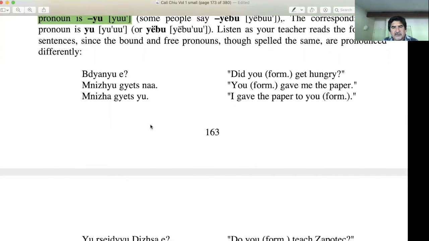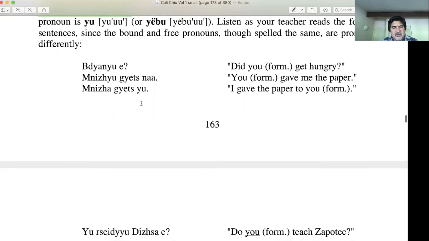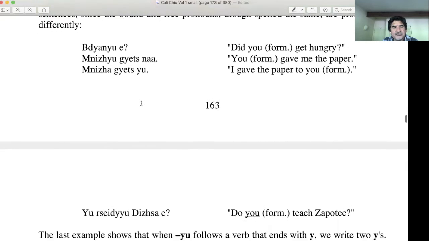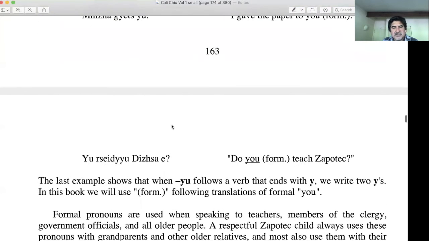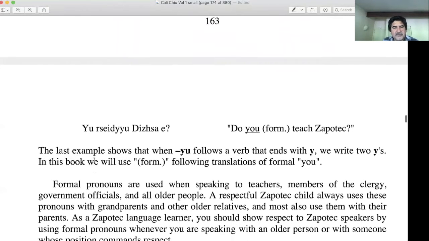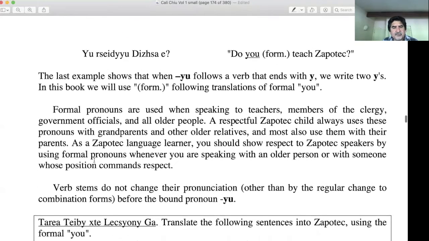Okay, so if I said I gave the paper to you, I would say ni yets you. So this is the bound pronoun. Once again, ni yets you. Next sentence, and you can also do a focus sentence, which is you said you dishsa. One more time. You said you dishsa.